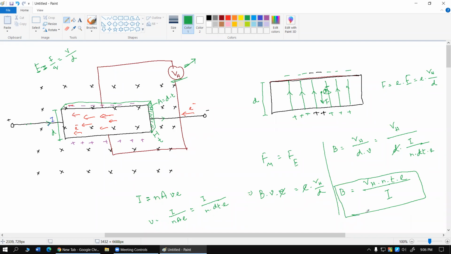Why am I emphasizing on this expression? Because this happens to be one of those few expressions which can help us to measure the magnetic field strength practically. All the variables that we have on the right side, the variables can be measured very easily.